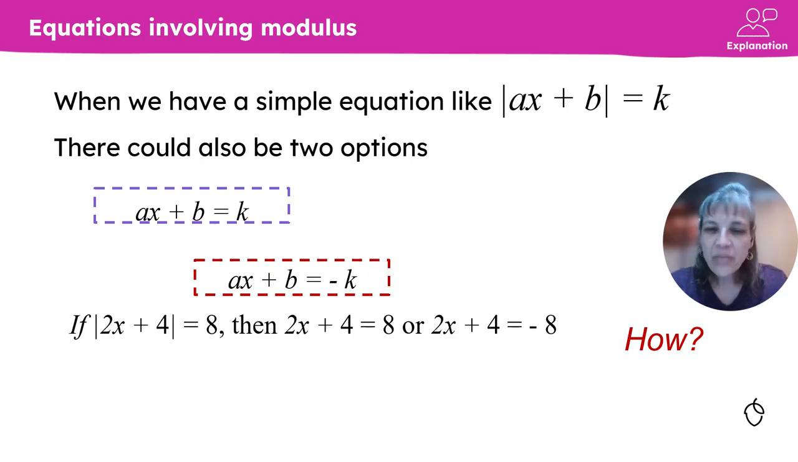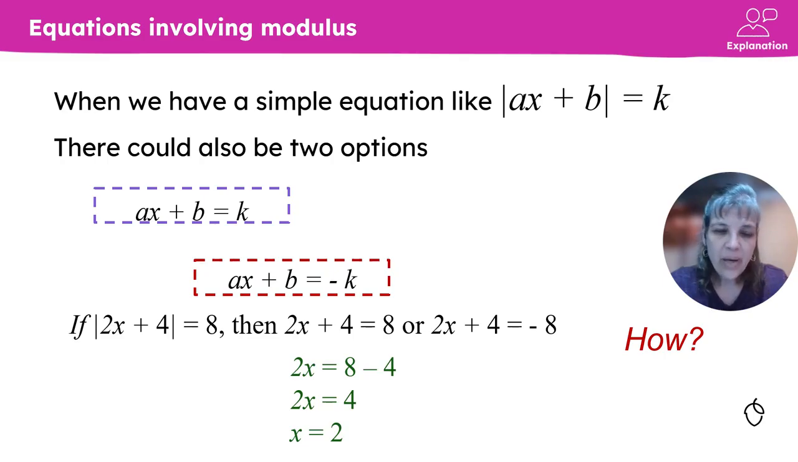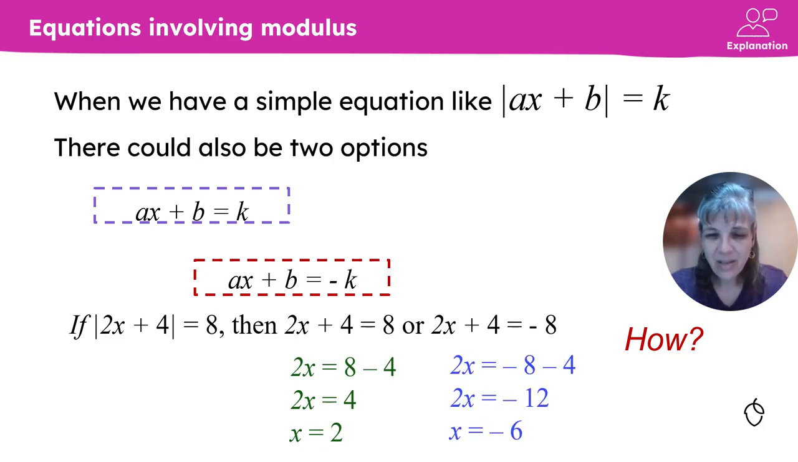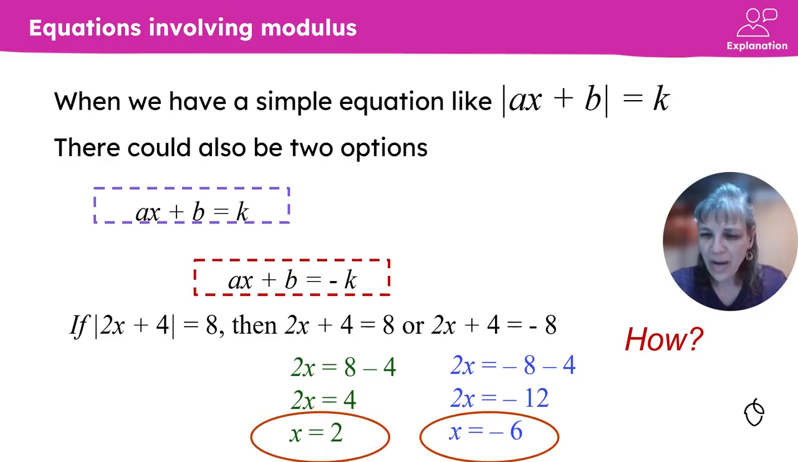Then as we solve it, we have two basic simple equations that we need to solve. If we solve 2x plus 4 equals 8, we know how to rearrange that, right? So we can work it out. 2x must be equal to 4, x then must be equal to 2. Well, what about the other equation? 2x plus 4 equals negative 8, and we rearrange that, we end up getting 2x is equal to minus 12, and then x would be equal to minus 6. So we have two different answers for x.